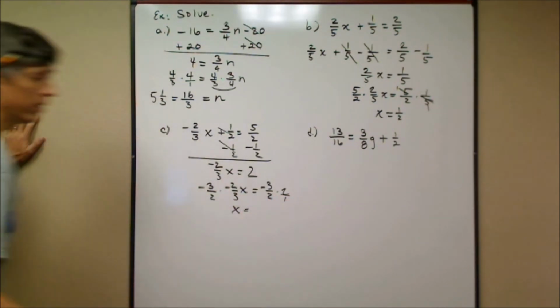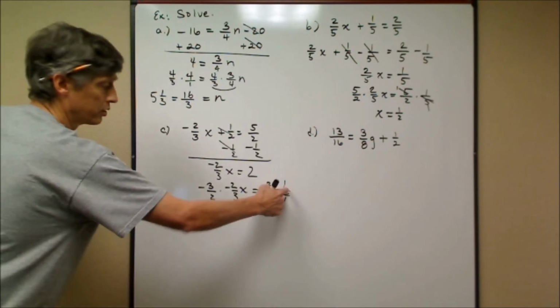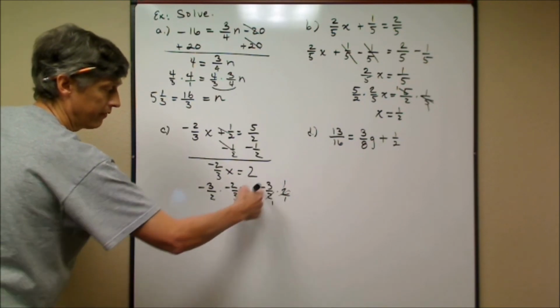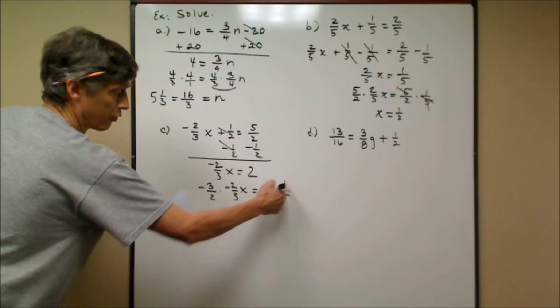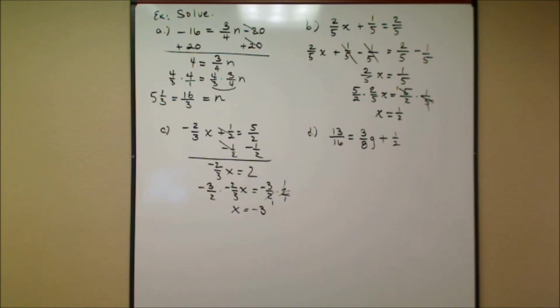I'll put the 2 over 1. I can even simplify by cross-canceling the factor of 2 in this numerator and this denominator. That gives me negative times positive, negative 3 all over 1, which is negative 3. And my answer is x equals negative 3.